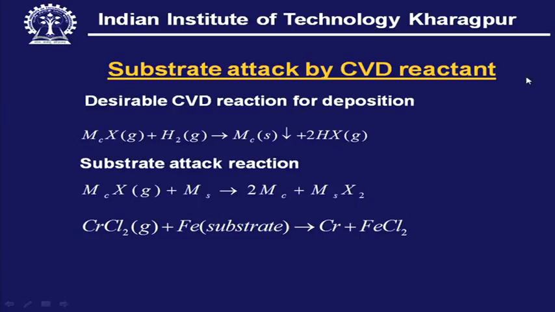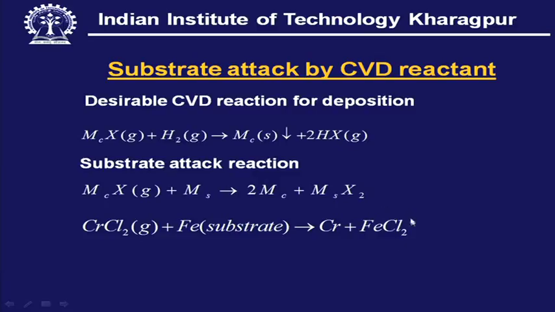Now, this is also another important issue we have to look into. This is the substrate attack by the CVD reactant. It is not actually the reaction product, it is actually the metal donor halide, say for example, tantalum pentachloride or molybdenum pentachloride, or chromium chloride. These metal donor halides directly attack this particular substrate. In this case, this chromium chloride does not wait for hydrogen for reduction. It is actually reduced by the element of the substrate and the substrate becomes a chloride, and that also becomes one reason for non-adherence of the coating.